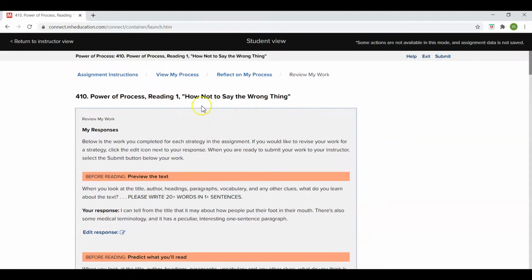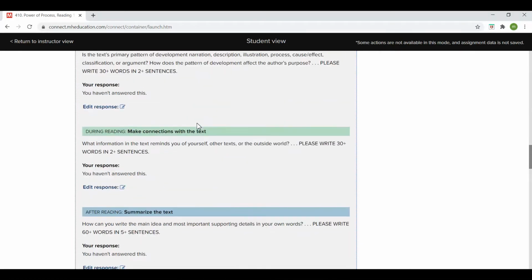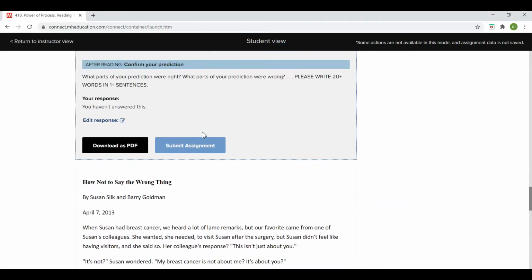But in the review my work, that's where you finally get to turn the whole thing in. Please don't let a tragedy happen. Well, minor tragedy, not a huge thing. Where you did all that work and then I don't get it. You don't turn it in because you don't hit submit assignment. So you will hit submit assignment.